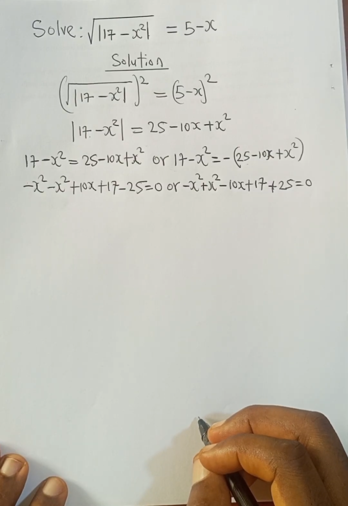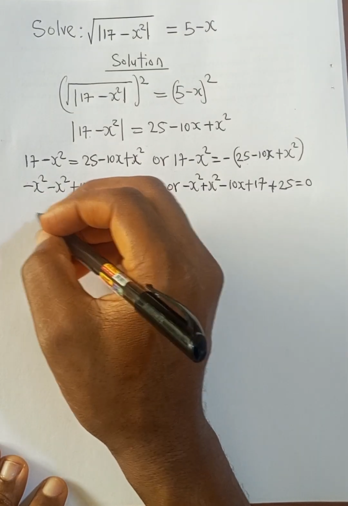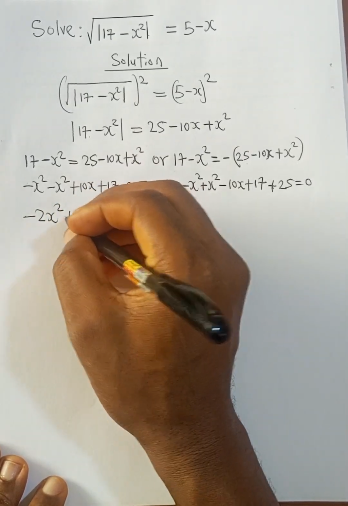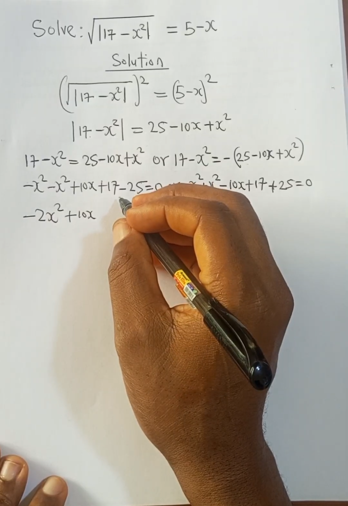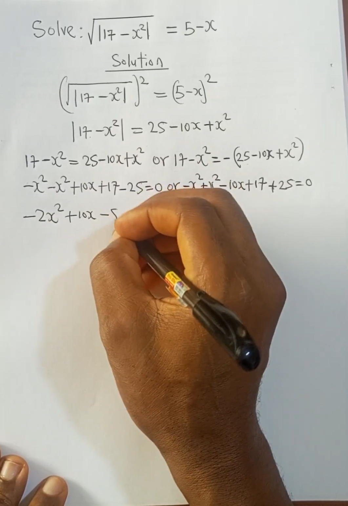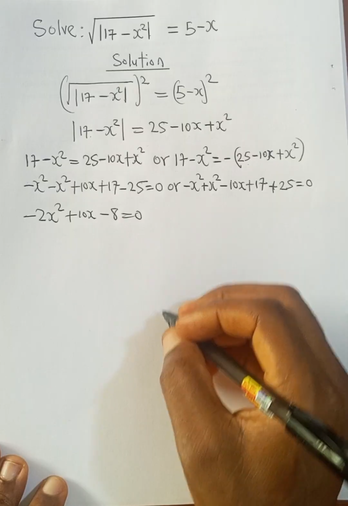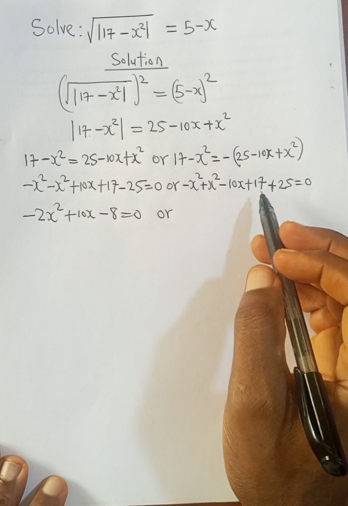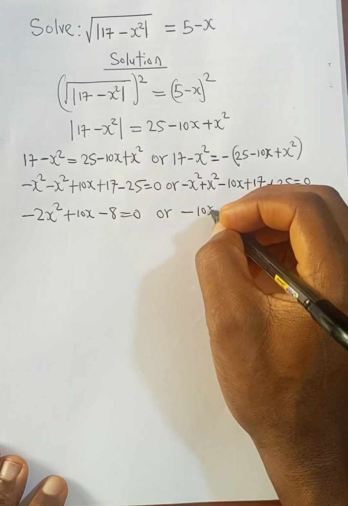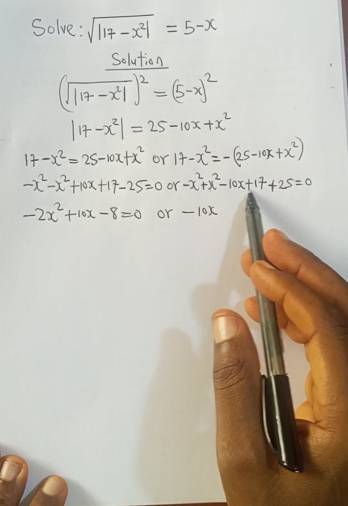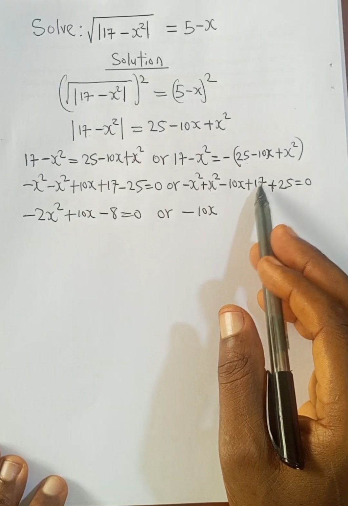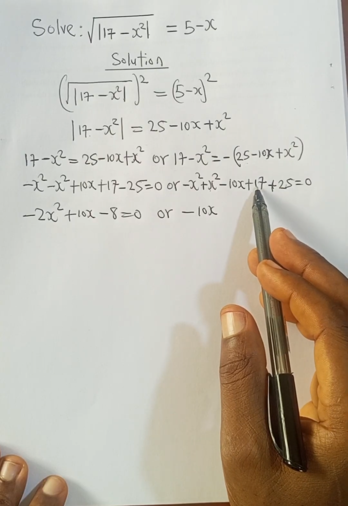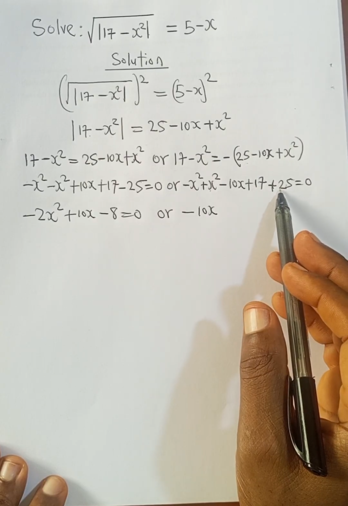Are you with me? I believe so. Now this and this will give me minus 2x squared. Then plus 10x. Then 17 minus 25 will give me minus 8, equals 0. Or the same thing, minus x plus x is 0. We are left with minus 10x. Since it's not a linear equation, let's bring this back. Those 17 plus 25 will give me minus 42 if you bring it back.